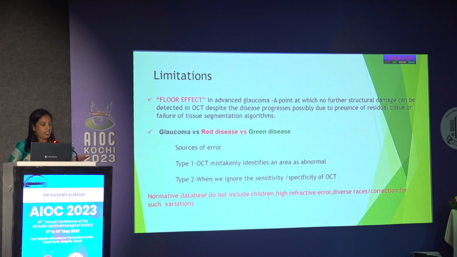Again, when we use a machine, we have to be aware of the limitations. There is a limitation called floor effect, because in advanced glaucoma, there is a point after which no further structural damage can be depicted. And we have to distinguish glaucoma from red disease, that is false positive, and green disease, that is false negative. The main source of errors can be because OCT mistakenly takes an area as abnormal, or when we ignore the sensitivity and specificity of the OCT. And the main problem is the normative database included in the OCT does not include extremes of age, has no consideration of axial length, has nothing to do with extremes of refractive errors, and there is no correction factor for that. So these patients need special consideration.